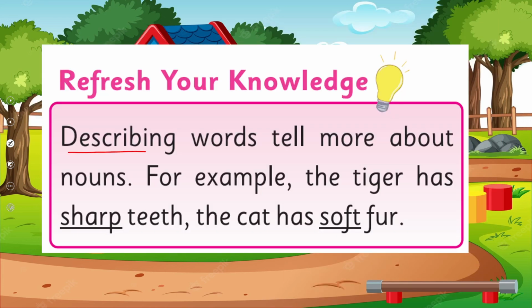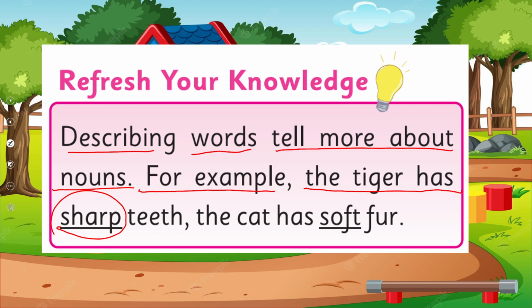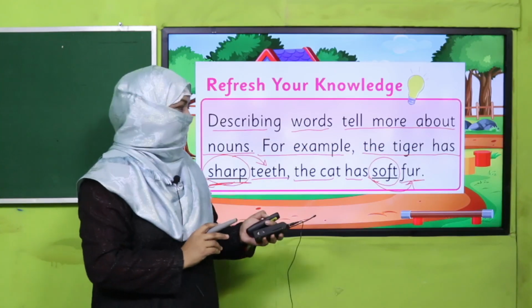So describing words tell more about nouns, means naming words. For example, the tiger has sharp teeth. So this sharp is telling us something more about teeth, and the cat has soft fur. This soft is telling about fur. So this is how we use describing words, okay?